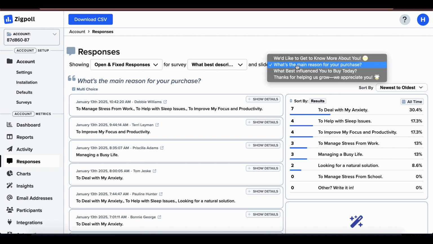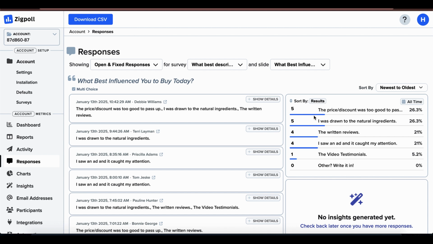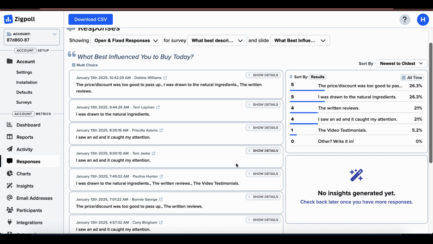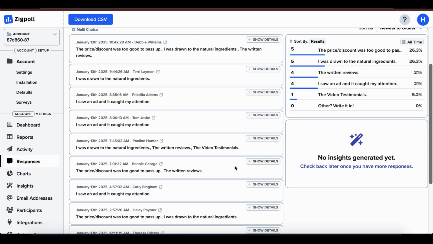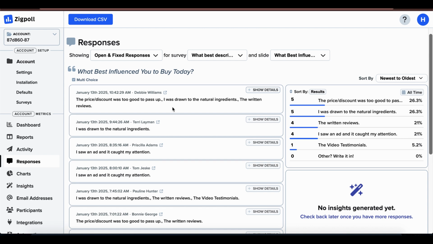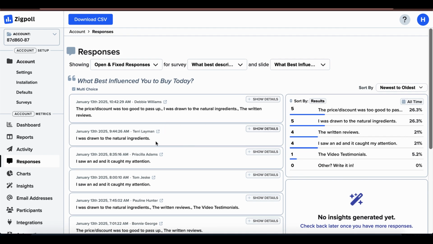So let's check the next one. What best influenced you to buy today? The price. Okay, right off the bat, you guys can also see the price discount was too good to pass. So it's a tie. I was drawn to natural ingredients, the written reviews. I saw an ad and it caught my attention. The testimonial reviews. Now, I thought that the video testimonials would be up there, but I guess I was wrong. So that's good to see.